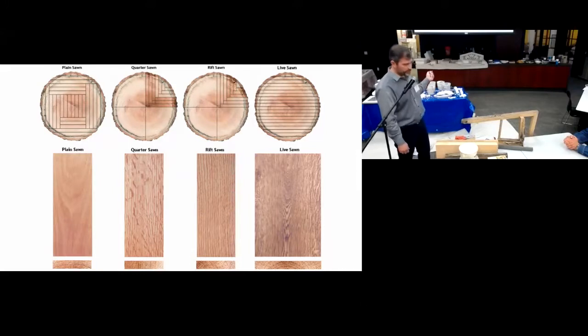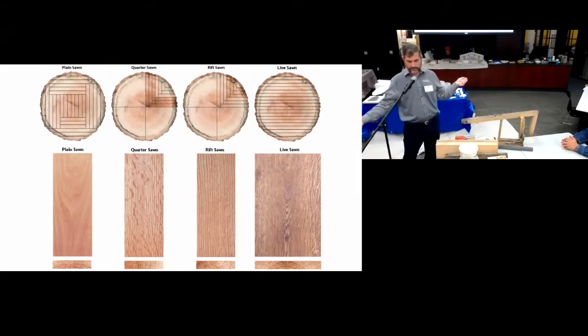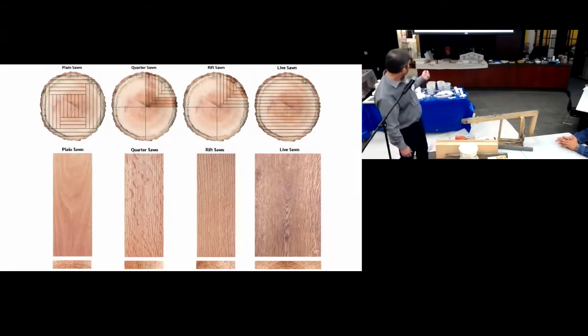Plain sawn is the most common. Can anyone guess why? Most efficient. You get the most lumber out of that circle, since we don't use oval boards, we use rectangular ones. It's all about how much can you get out of the slicing through those logs.